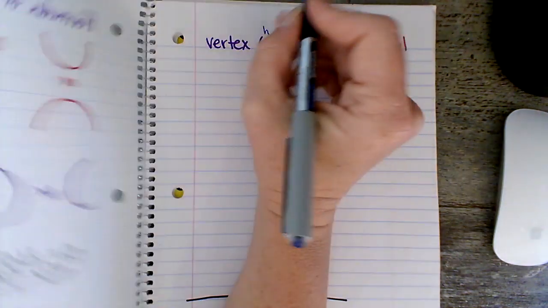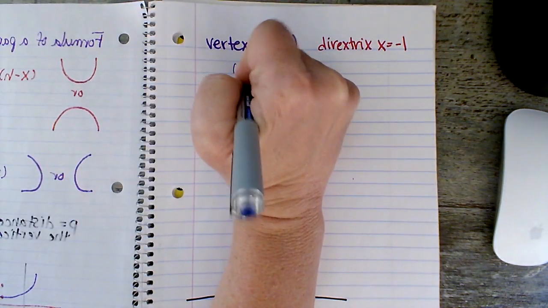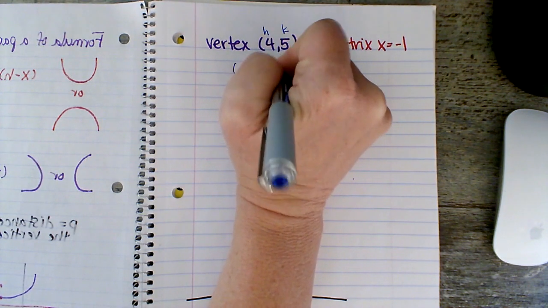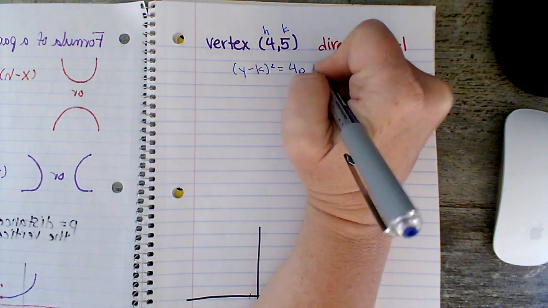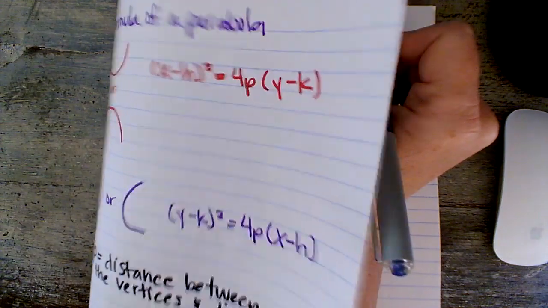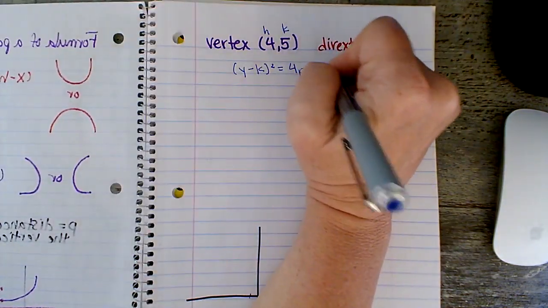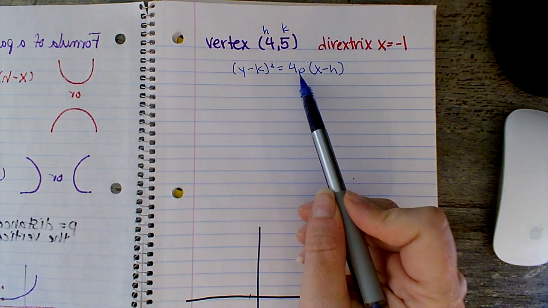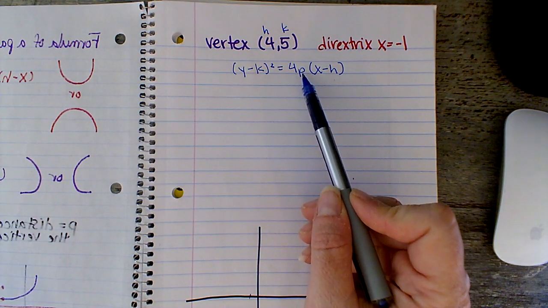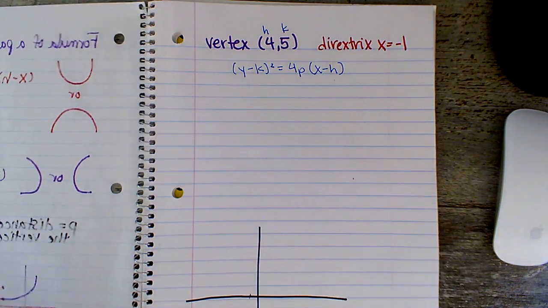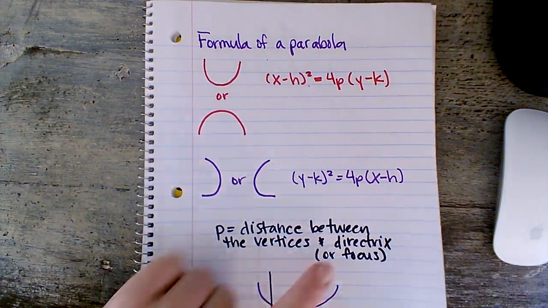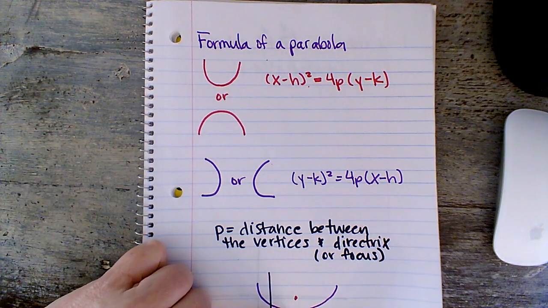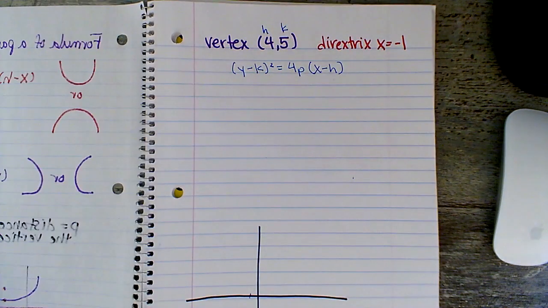Okay. So I'm going to say y minus k squared equals 4 times p times, let me just refer to it again, x minus h. So this is the formula I'm going to use to find the formula for the parabola, and then I'm just going to start substituting in stuff. But first, I have to find this value of p, and remember, p is the distance between the vertex and the directrix, between this point and the line. And I've got to find that.